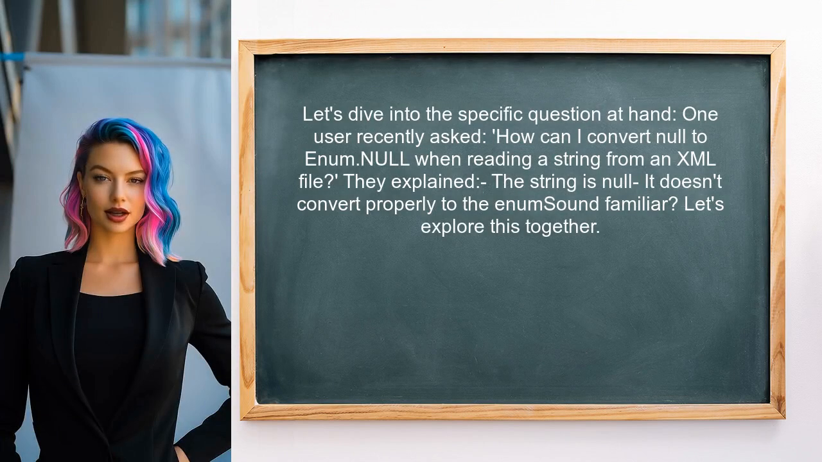Let's dive into the specific question at hand. One user recently asked, how can I convert null to enum.null when reading a string from an XML file? They explained that when the string is null, it doesn't convert properly to the enum. Sound familiar? If so, let's explore this together.